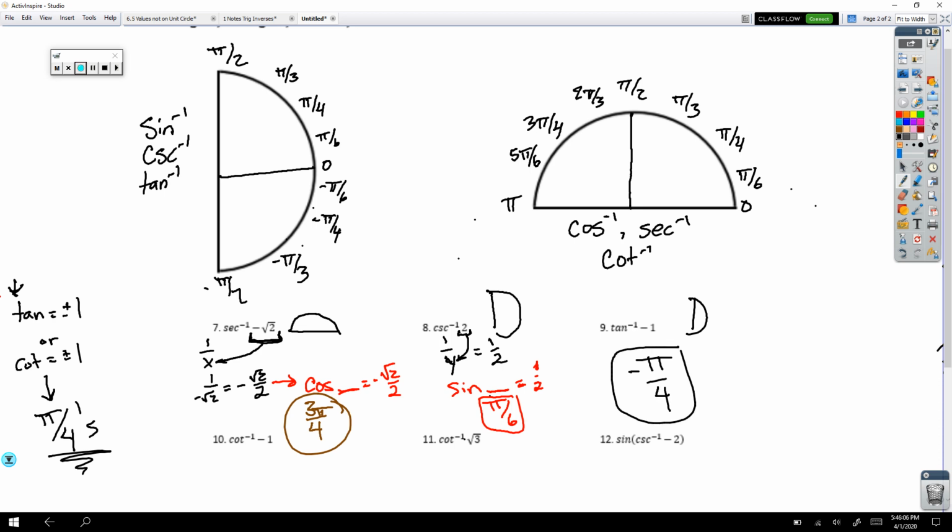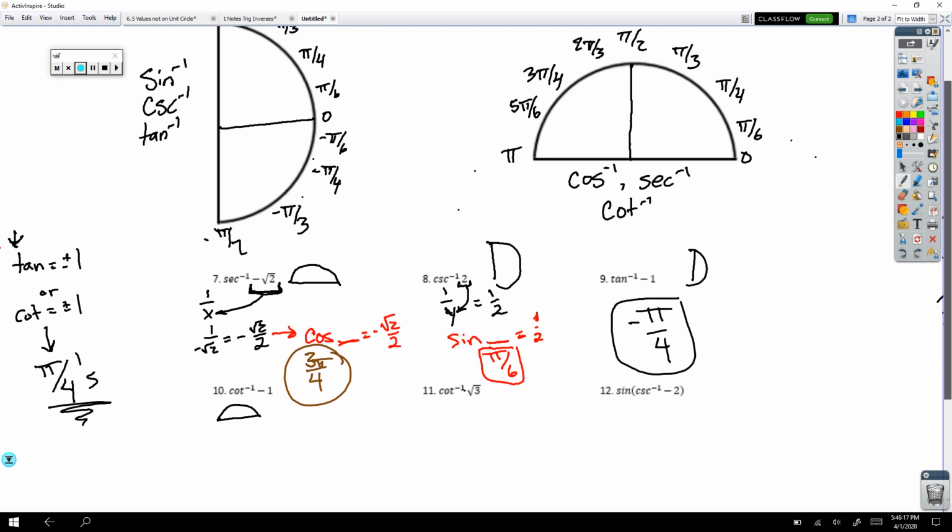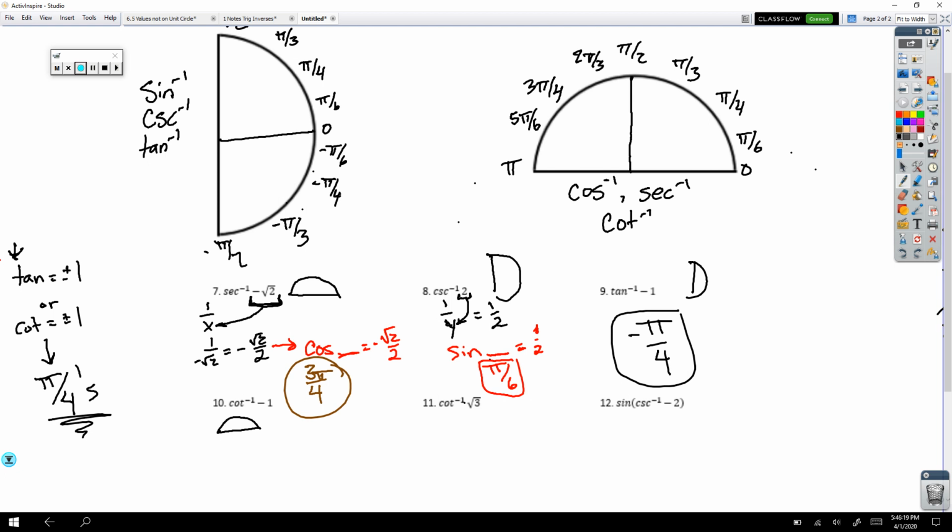Cotangent deals with my horizontal half circle. The horizontal half circle negative means I'm going to be in quadrant 2. So the pi over 4 that's in quadrant 2 would be 3 pi over 4.